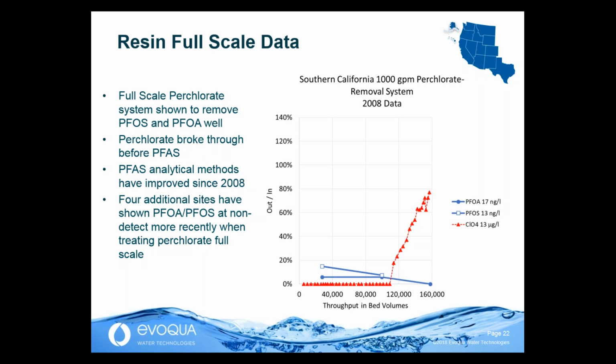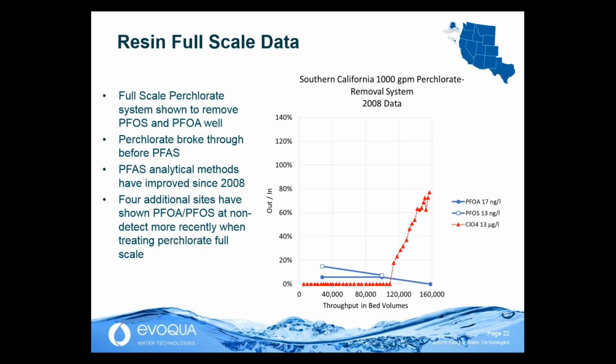As a matter of fact, it was removing PFAS when perchlorate broke through. You can see the red line here is the perchlorate breakthrough curve. And so basically the system was taken offline. Now this is a full-scale 1,000 GPM, 350 cubic feet resin lead lag system. So, you know, full scale, we see that it's treating, and it's treating well.